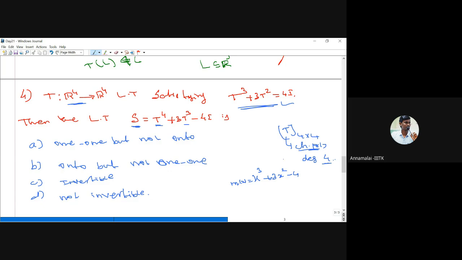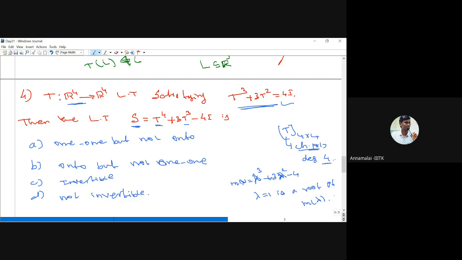Okay. Therefore, what is the root of this polynomial? Actually, if you take x equal to 1, it is a root. Otherwise, in terms of lambda, lambda cube plus 3 lambda square minus 4 is m of lambda. So lambda equal to 1 is a root of this polynomial m of lambda. Okay. Now, what about S?